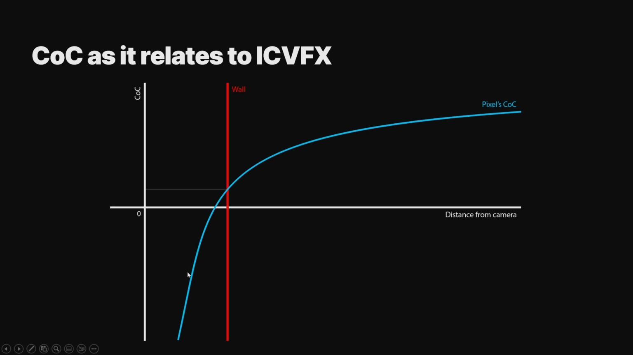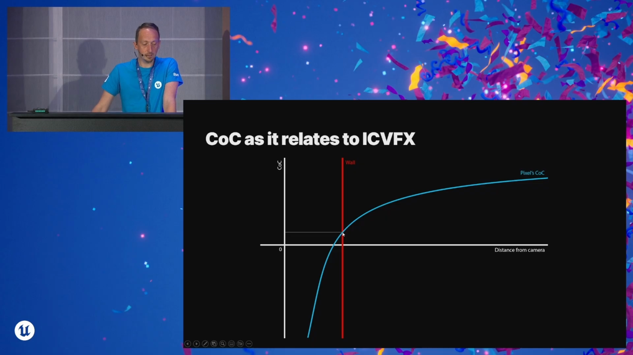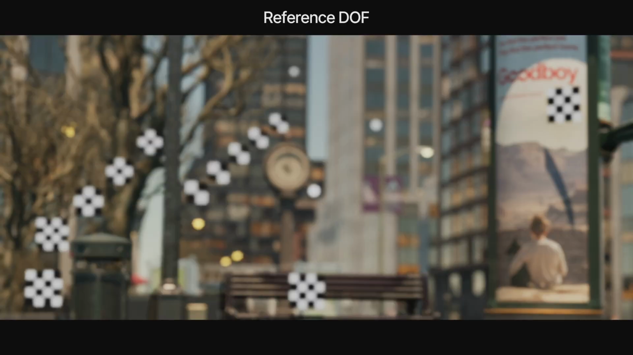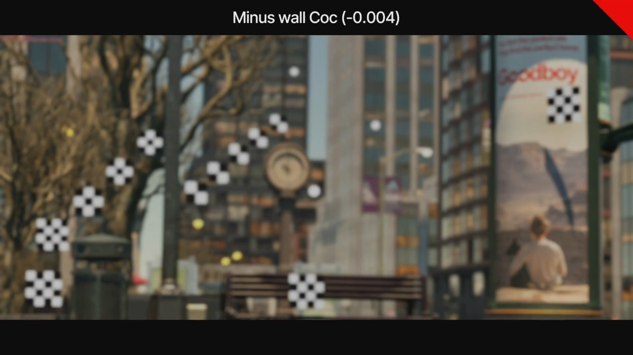So one theory we had was that if we just took this circular confusion value that's at the wall and subtract it from all the values, then maybe we just solve it, because the issue is that we've got this extra blur contribution from the wall that we want to take off. That's intuitive, right? And that's what that effective change to the circular confusion would look like. So we tried it. Here's our reference depth of field, and here is the wall minus a circular confusion of minus 0.004. That's in pixels.